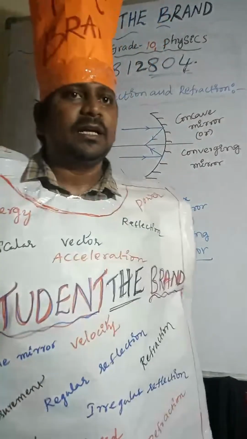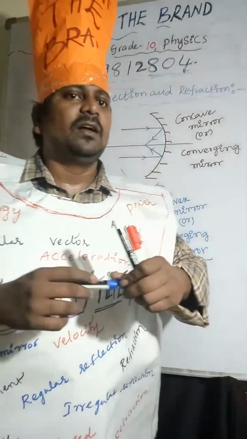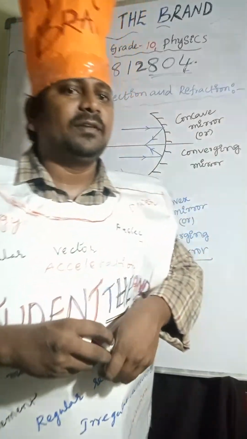So concave mirror is also known as converging mirror, whereas convex mirror is also known as diverging mirror.